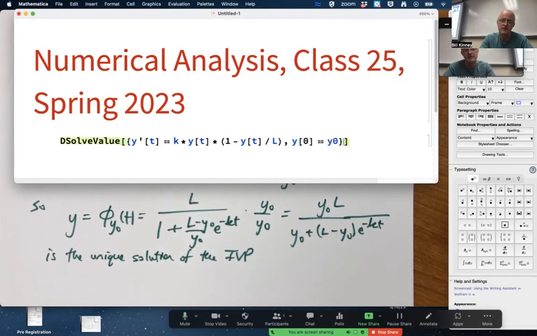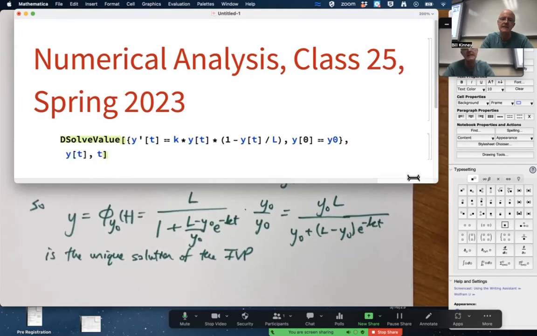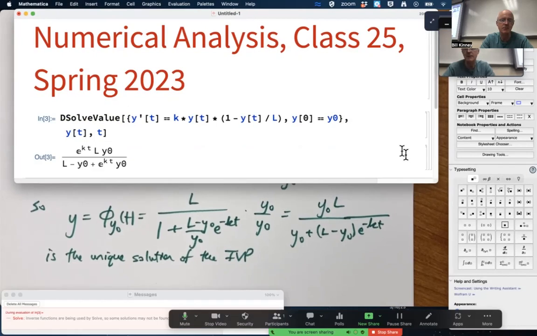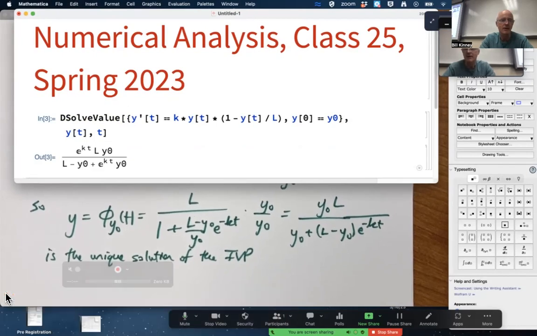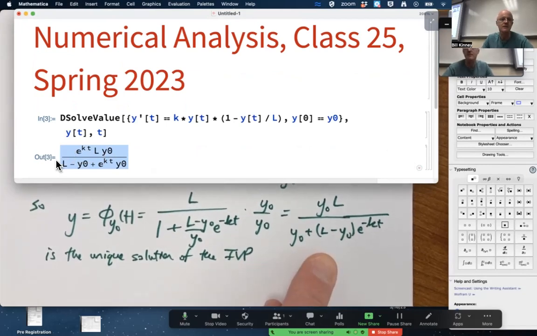Not bothering with the subscript. Then outside that list, put a comma, y of t, comma t. We may have to expand it, but let's see what it produces. Okay, don't have to bother expanding. This looks the same as what we've got there, except the e to the kt is playing a different role. You can get from the Mathematica answer to my answer here by dividing the top and the bottom by e to the kt.